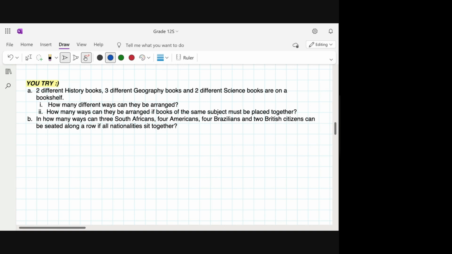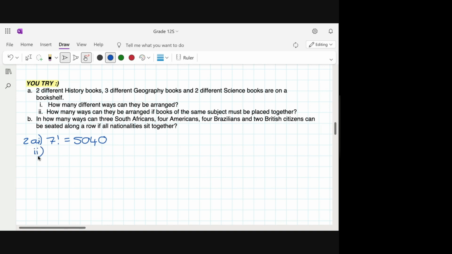So again, they're not giving us any restrictions for the first bit. So if I go add them all up, I've got 2 plus 3 is 5, plus 2 is 7. So 7 factorial, and we're going to get 504. All good? All get the same answer as me? I hope so. Okay, number 2.